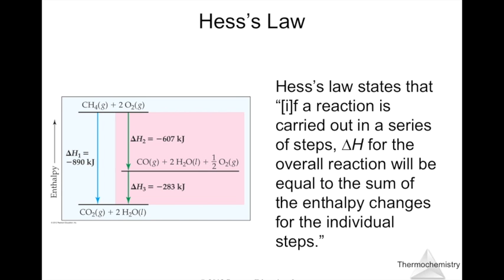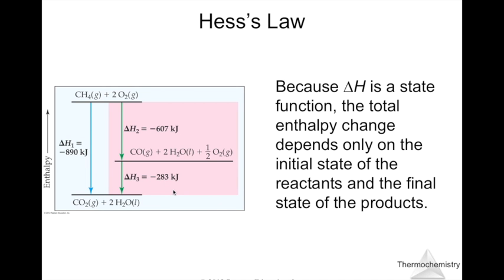Basically, Hess's law states that if the reaction is carried out in a series of steps, delta H for the overall reaction is equal to the sum of the enthalpy changes of the individual steps. So our overall enthalpy is the same, right? Going from here to here is the same as if we go in our steps. We're going to end up in the same spot. And so if you know the steps, or if you know the enthalpy of different parts of the steps, you can figure it out. Again, delta H is a state function, so the total enthalpy change depends only on the initial state of the reactants and the final state of the products.